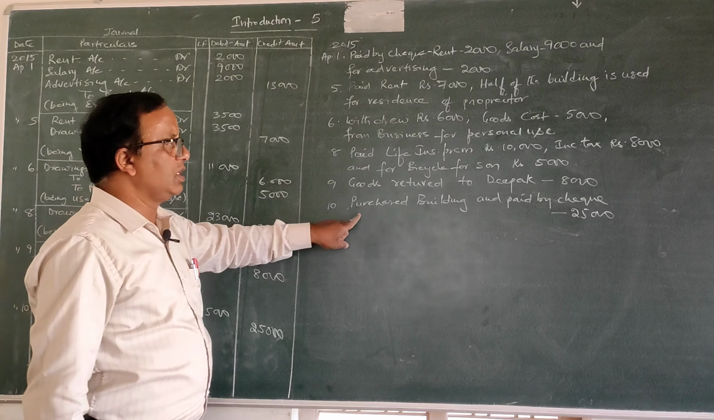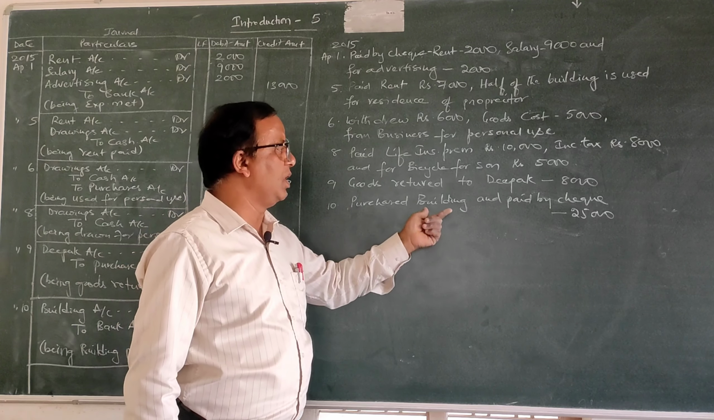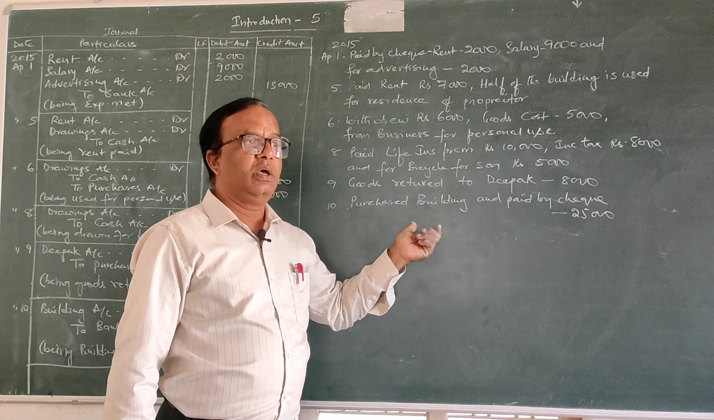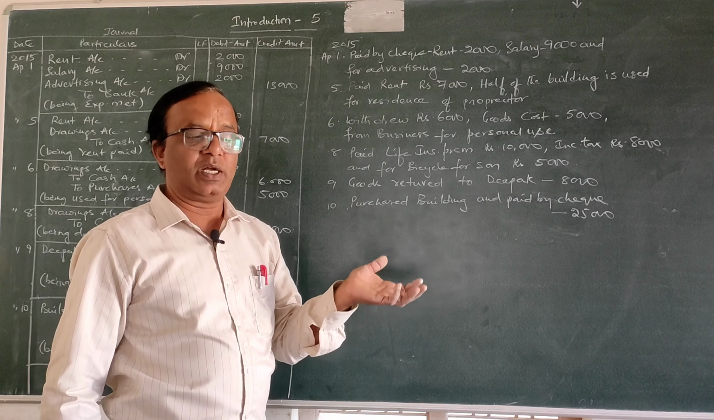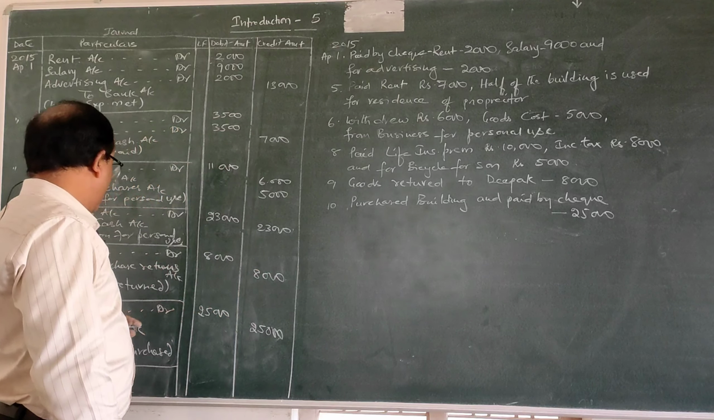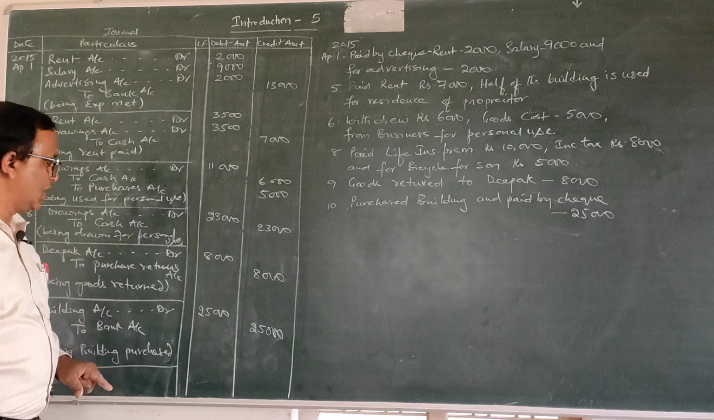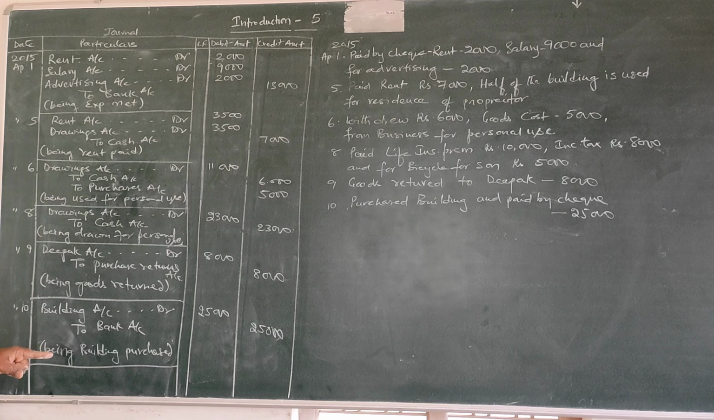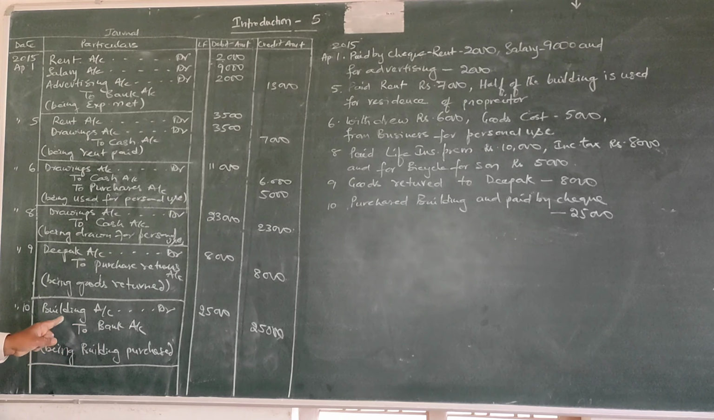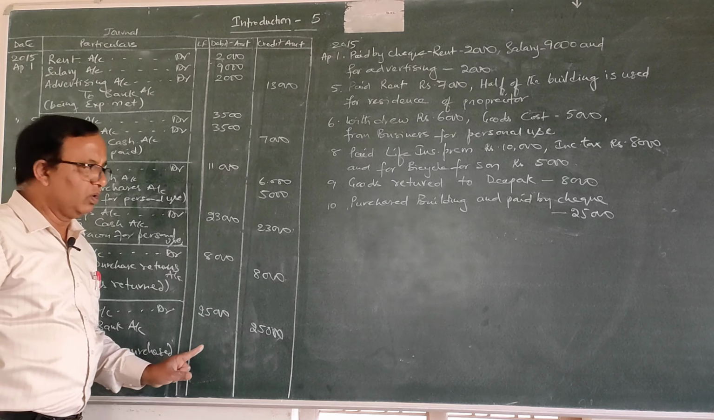Then again, purchased building and paid by check. Your business has purchased the building and you have made the payment through check. When you have purchased a building, the building is nothing but an asset coming into your business. It is a real account. Debit what comes in, so the building account you are going to debit. Then you have paid by check. When you have issued the check, the banker will be making the payment on your behalf. So the bank being a personal account, credit the giver. So your entry will be building account debit to bank, being the building purchase. So this is the entry.